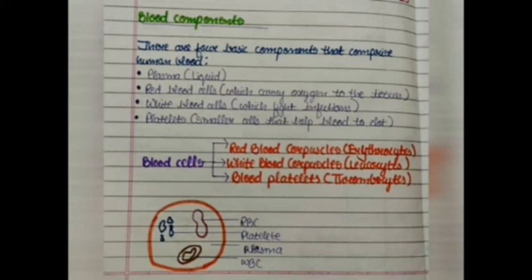Hemoglobin carries oxygen and thus forms oxyhemoglobin. They also help in transporting carbon dioxide from tissues to lungs. Hemoglobin carries carbon dioxide and forms carbaminohemoglobin. The process by which red blood cells are formed is called erythropoiesis.